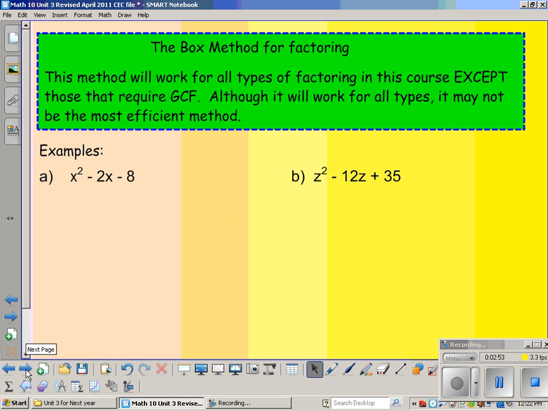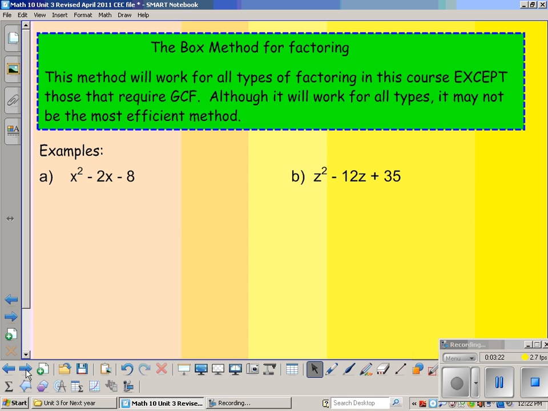So we need a strategy for when they are not all positive terms. One possible strategy is to use the box method. This is not the only strategy out there, and we will look at different types throughout this outcome. However, for now, we're going to start with one that will work for all types of factoring in this course, except those that require greatest common factor. Although it will work for all types, it may not be the most efficient method.